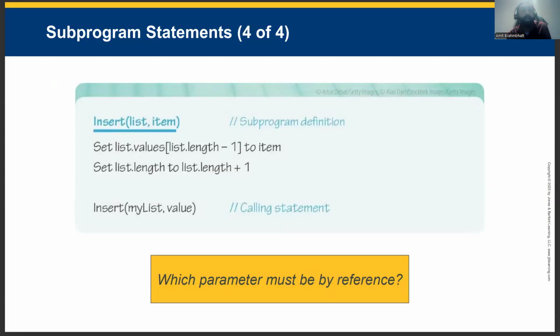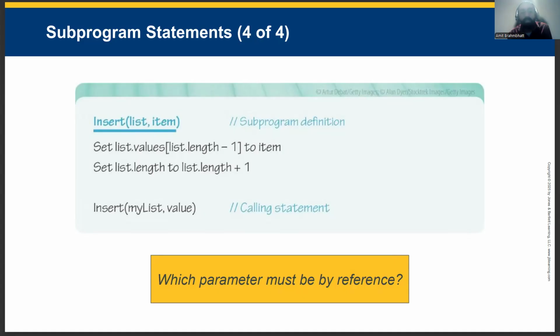Here is an example of how a subprogram looks like. The slide asks which parameter must be passed by reference. Although it doesn't provide the answer explicitly, the idea is that a parameter intended to return information back to the caller or modify the caller's data must be passed by reference.